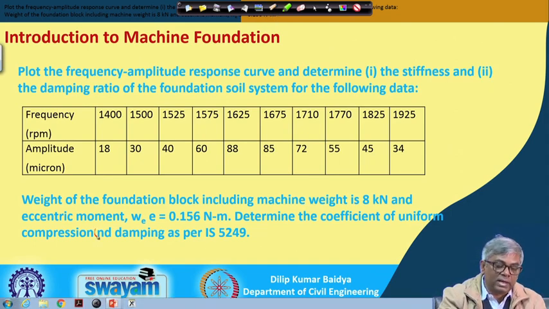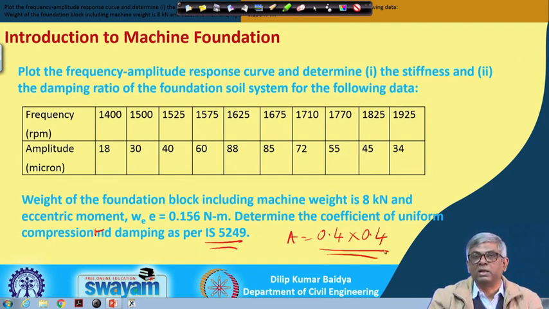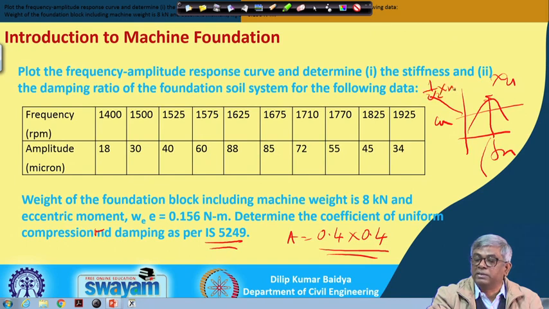So, here one data is missing, actually the foundation size A is missing. So, the foundation on which the test was conducted is A equal to 0.4 by 0.4. So, this data is there, and this data has to be plotted. So, amplitude versus frequency you have to plot like this, and from there you have to find out the resonance Fn, and this is xm, and then you have to find out 1 by root 2 times xm. So, 1 point here, 1 point here you can find out.